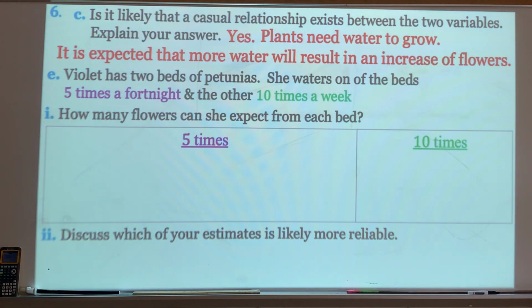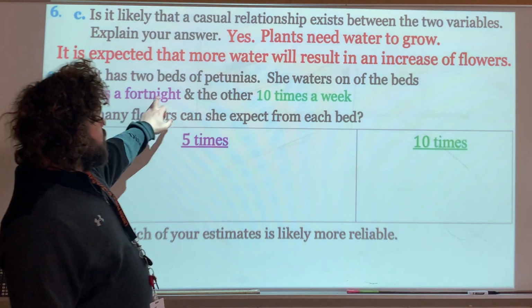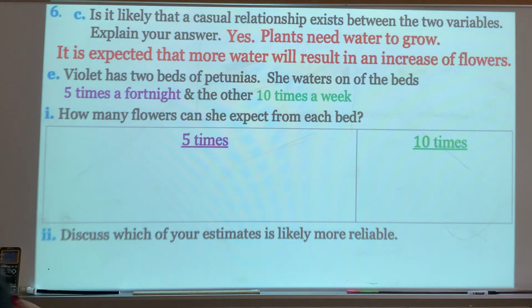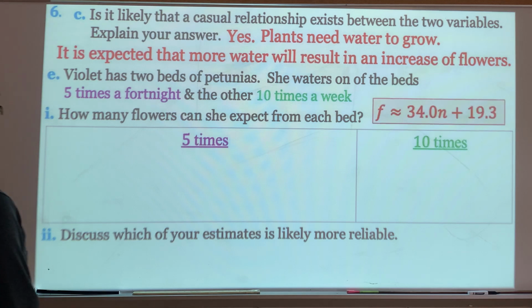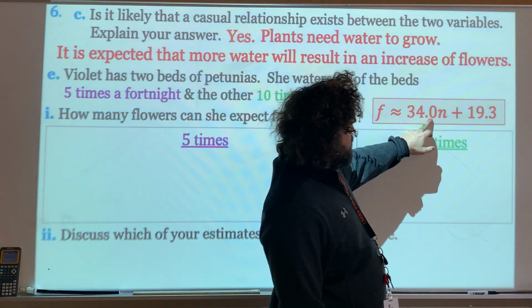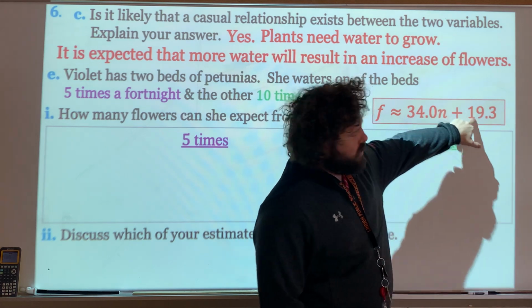Violet has 2 beds of petunias. She waters one bed 5 times a fortnight, the other 10 times a week. How many flowers can she expect in each bed? Ready? First one, 5 times every fortnight. You know how long a fortnight is? Well, the formula we had before was 34.0n plus 19.3.